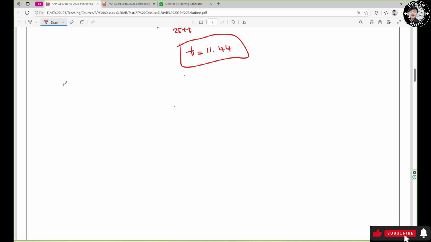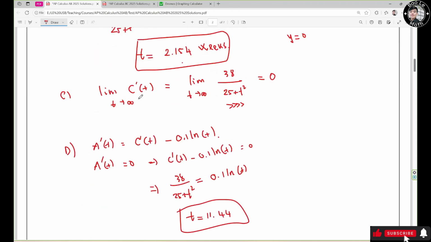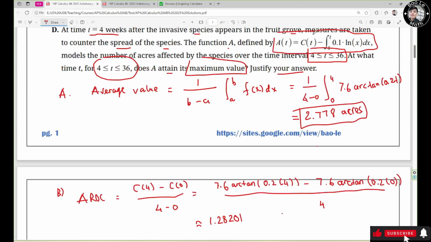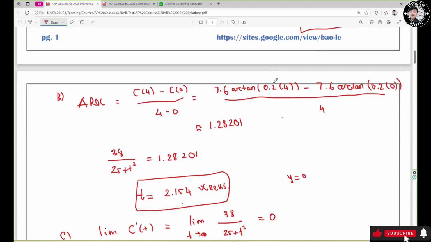Now I need to calculate A of 11.44, A of 4, and A of 36, right? And I'm going to pick the maximum values, right? So the function A is given by this one right here. So I just rewrite this one over here.